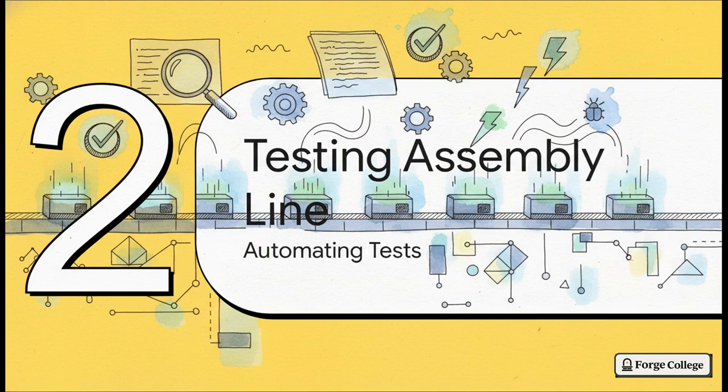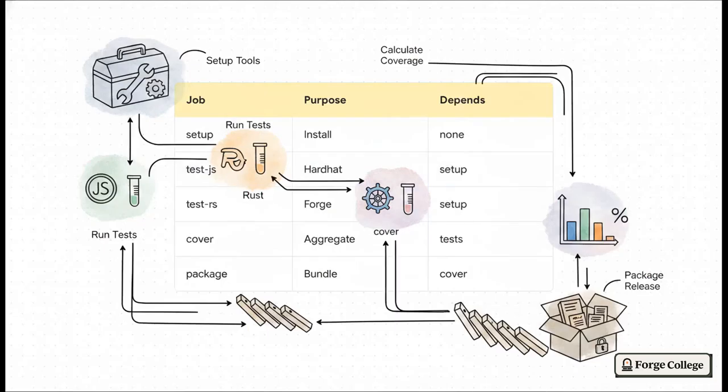Let's step into the first operational zone of this factory, the testing assembly line. This is the gauntlet where your code really has to prove its worth. Notice the clear logical flow of our continuous integration, or CI, jobs. Look closely at the dependencies here.